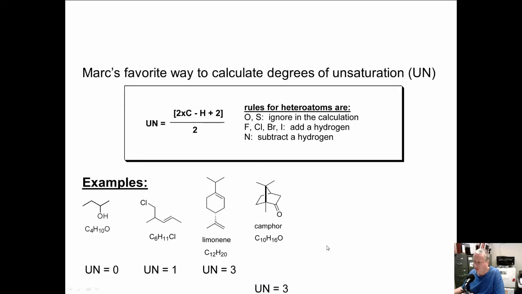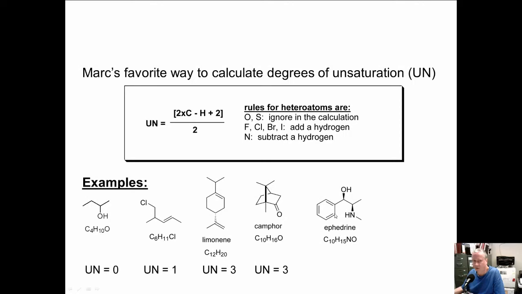Ephedrine is a mild stimulant drug. Okay, and so whenever you see a benzene, what's the UN of benzene? Looking at the structure, what's the UN of benzene? Well, it's a ring and three double bonds. So a ring and three double bonds should be 4, right? That's going to be 4. Of course, the rest of this is expected to be 0 because there's no double bonds.